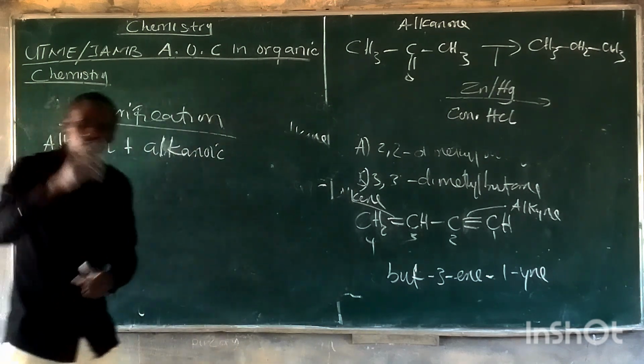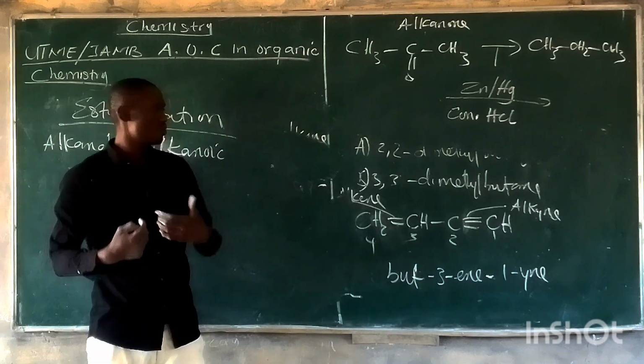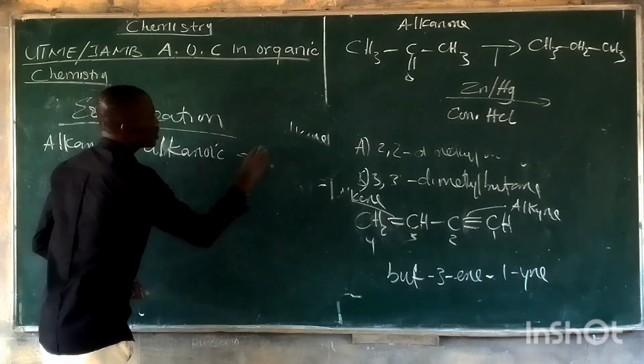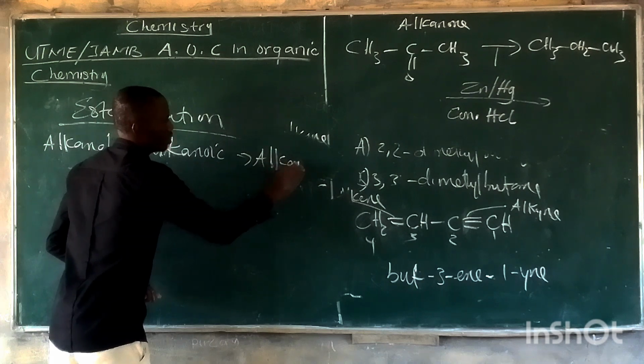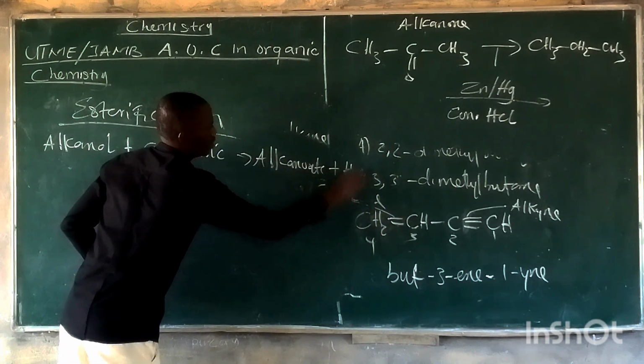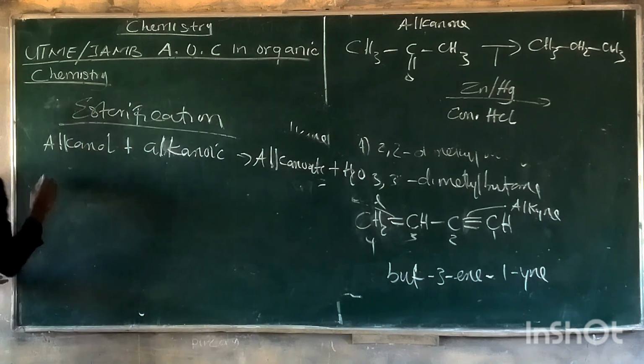Now, there's a question in there. Alkanol plus alkanoic acid mixed together forms what? Alkanoate. That's the answer. It gives you alkanoate, and not just alkanoate, alkanoate and water. Now, look at this reaction.